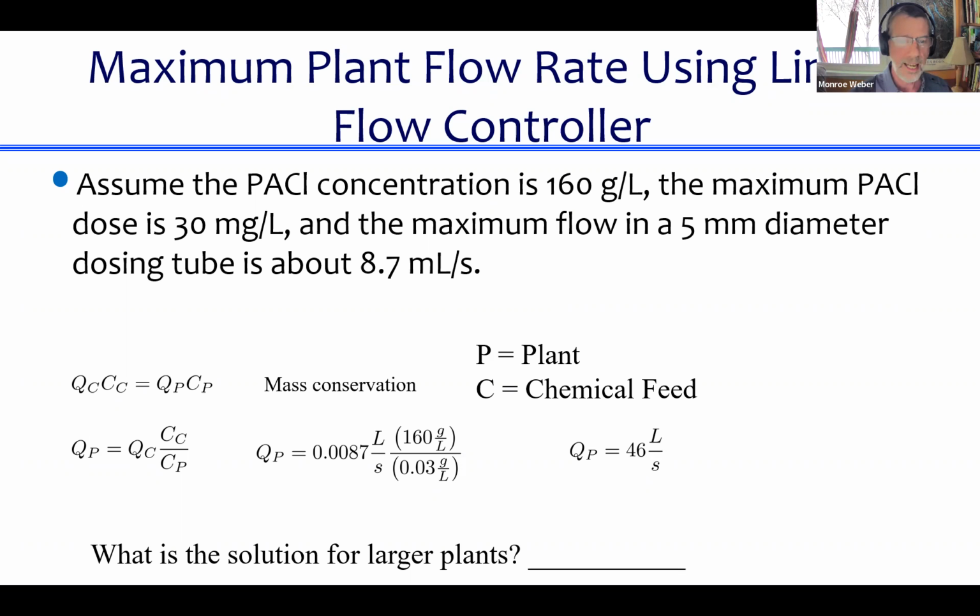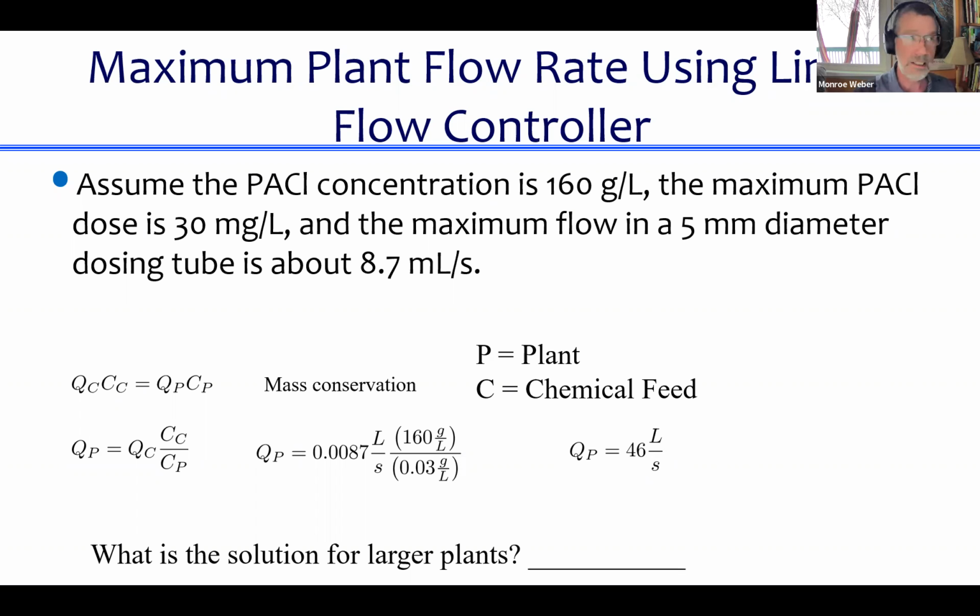So I can take that and I can solve for the flow of the plant given the inputs that I gave, where there's a polyaluminum chloride, the coagulant concentration in the stock, and the dose. Notice that there's a big difference. One is 160 grams per liter and the other is 30 milligrams per liter, which is, you want that because you would like it if your stock tank would last for days and not have to be huge. So you want the chemical stock to be very, very high concentration compared to what you're actually using in the plant.